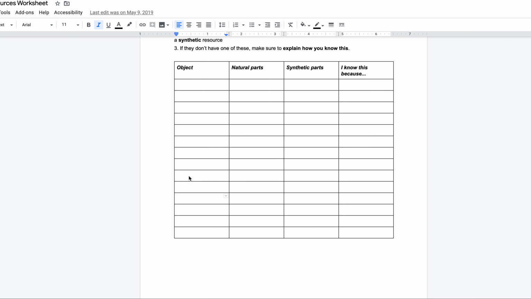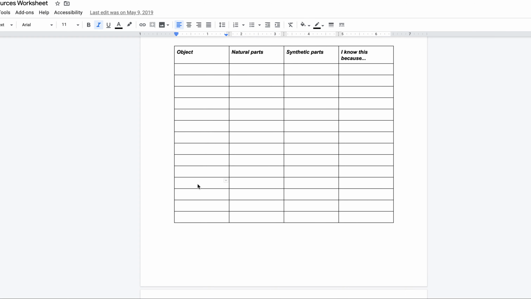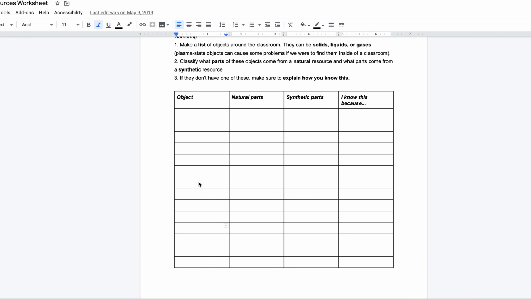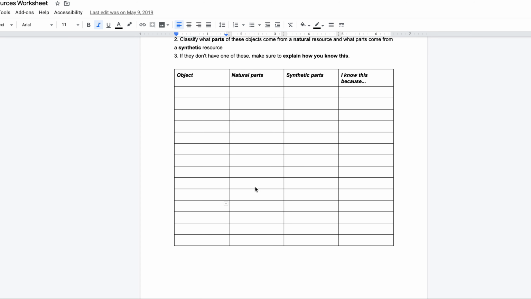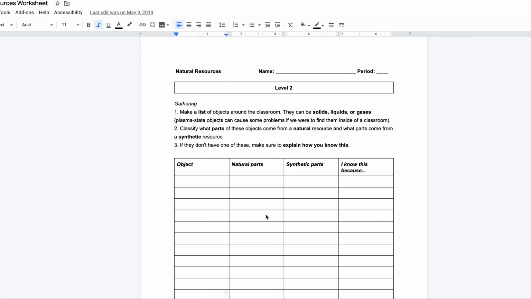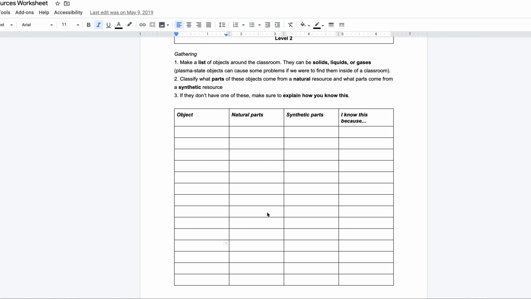Then you're going to have to go through a list of a lot of things. So let me see: 1, 2, 3, 4, 5, 6, 7, 8, 9, 10, 11, 12, 13, 14 different objects around you. What I would do is write down all the objects first, all 14 things, and then start thinking about whether each has natural parts and synthetic parts. And if you're really unsure, look it up on the internet. What are some natural parts for a certain object, like a fork? Does it have natural parts? Does it have synthetic parts? Depending on which fork, right?